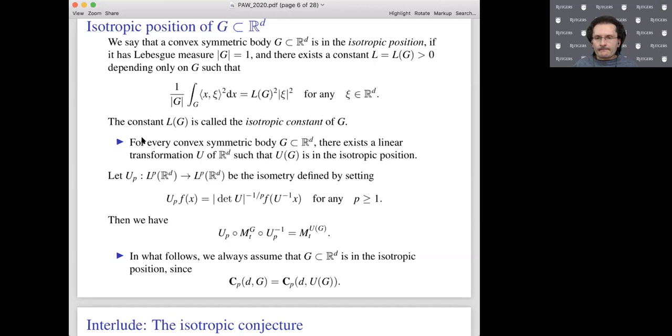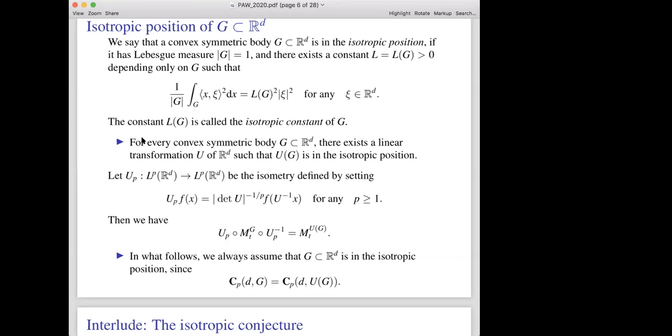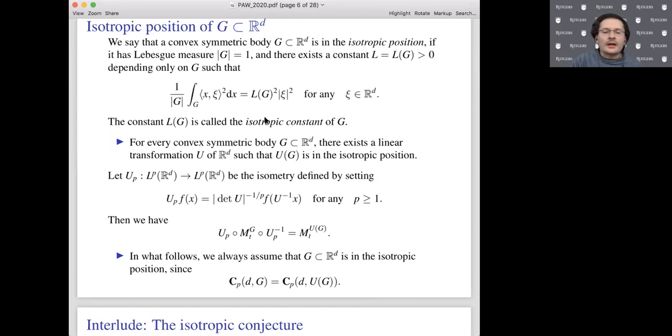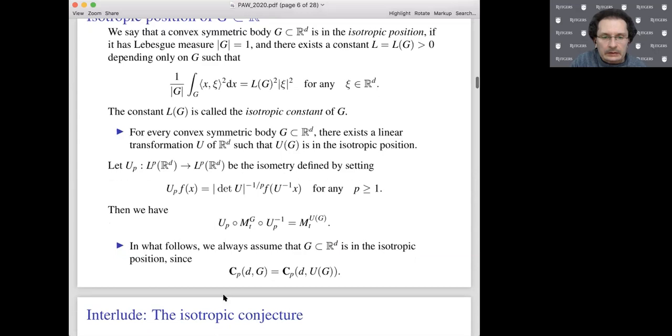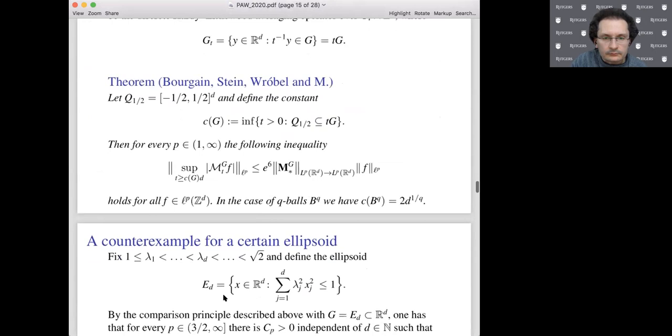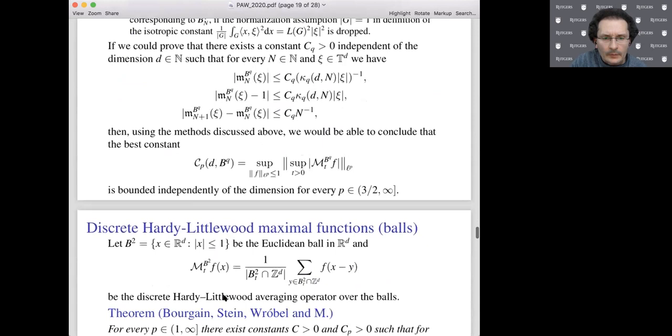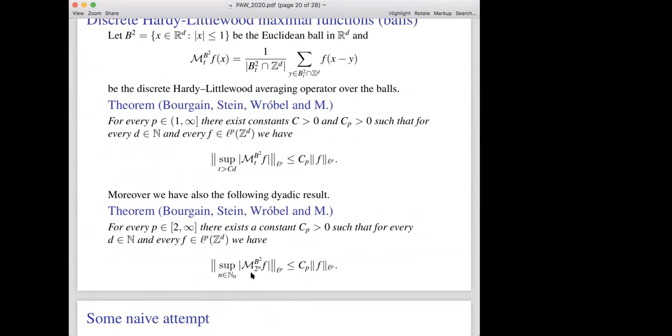Hi, Mariusz. Thanks for the great talk. What is known in the discrete setup for Euclidean balls? I missed this, perhaps you mentioned it. Is it known that there is a dimension independent bound? Sorry, say again. For the discrete setup for Euclidean balls. Okay, so let me go back to the slide. Yes, here. We know that for t greater than zero, if you take the supremum over all. No, this is unknown. So this is still open. Okay, that's what I wanted.